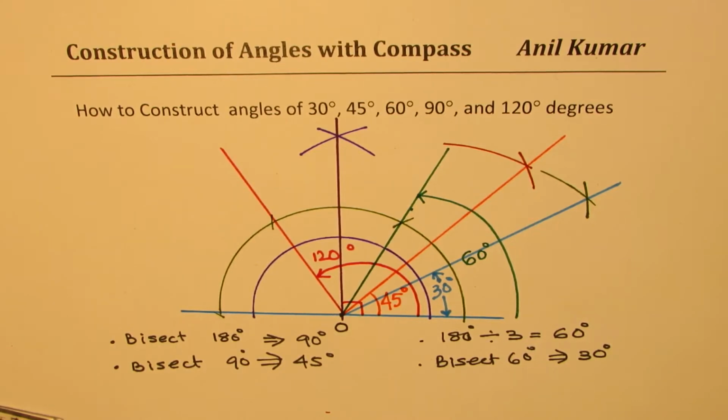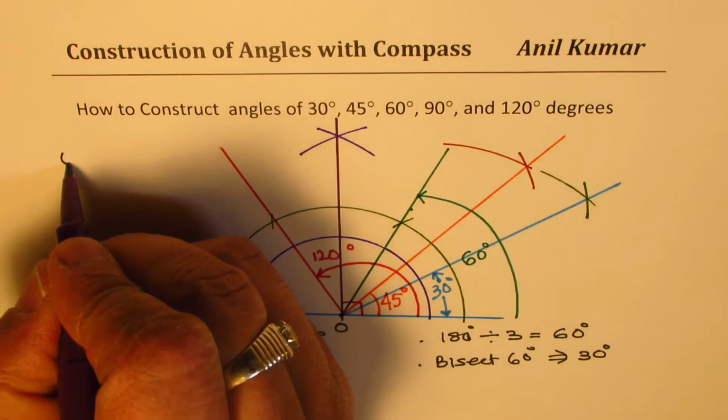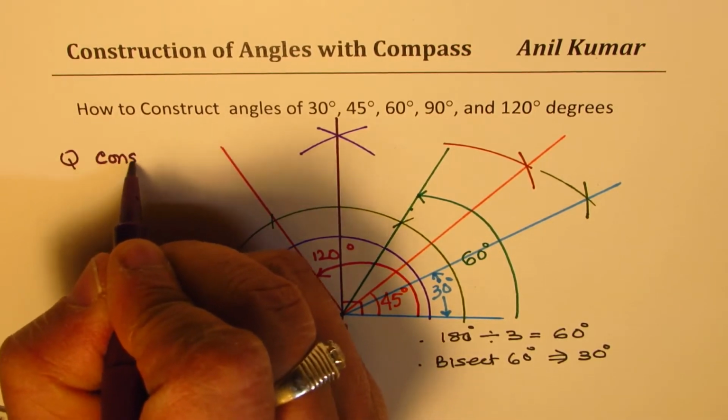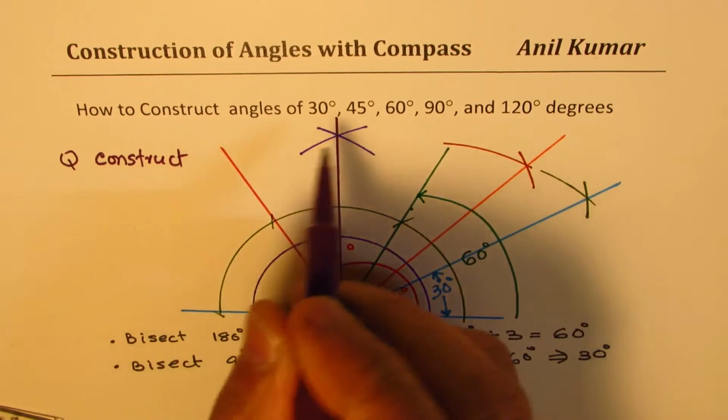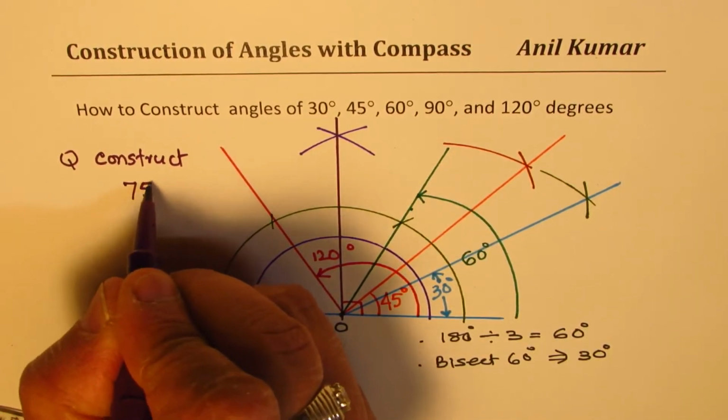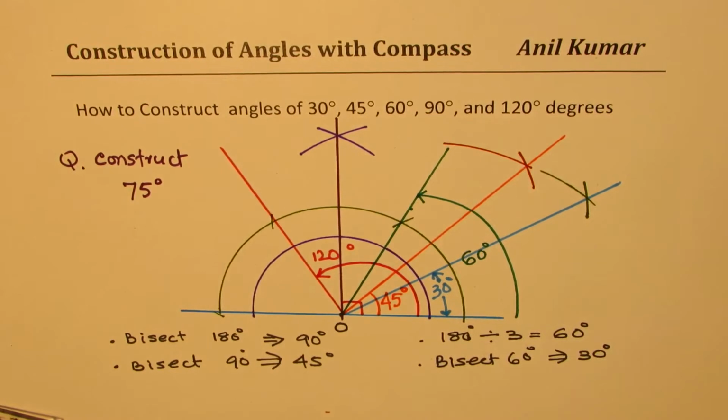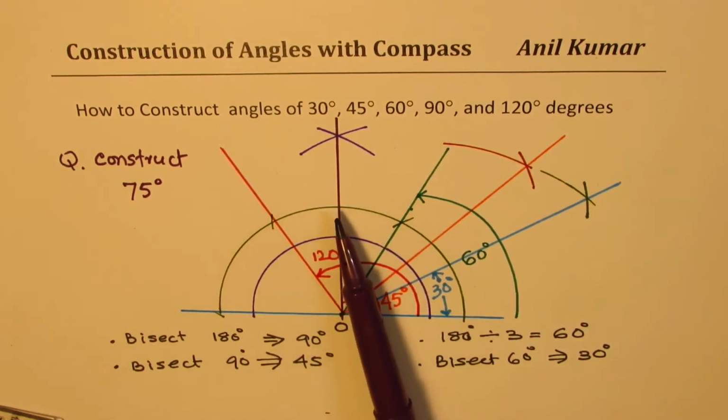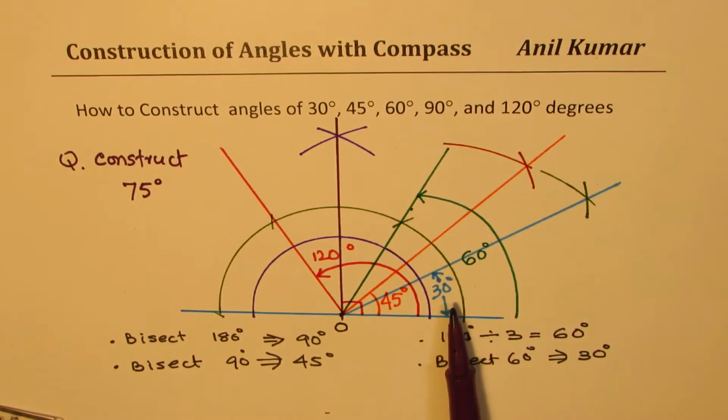Now here is a question for you. Your question here is to construct what is missing. 75 degrees is missing, right? So you need to make an angle of 75 degrees. That is your work, right? How will you do it? Well, 45 plus 30 is 75, correct? So you've seen how we got 30. So you got to make 30 over 45 to get 75, the combination of 2. That should give you the 75 degrees angle.